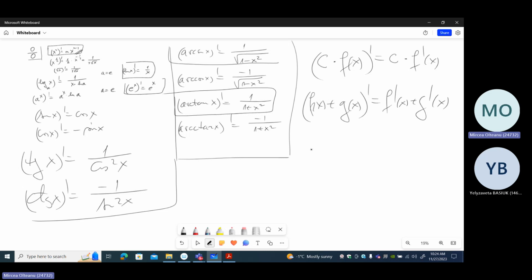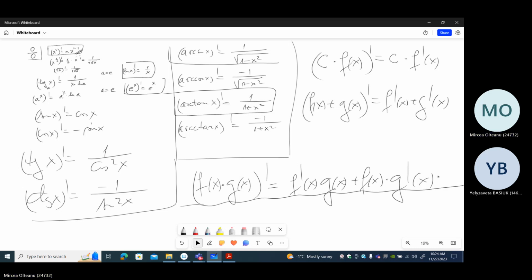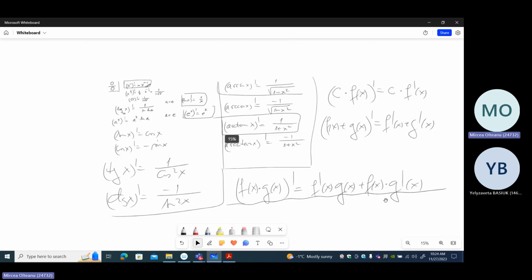Well, for the product, it's a little bit more complicated. It's not that. If you have a product f of x times g of x, and you differentiate it, the formula is like this. It is the derivative of f times g of x plus f of x times the derivative of g. Okay? So this is how products are differentiated.